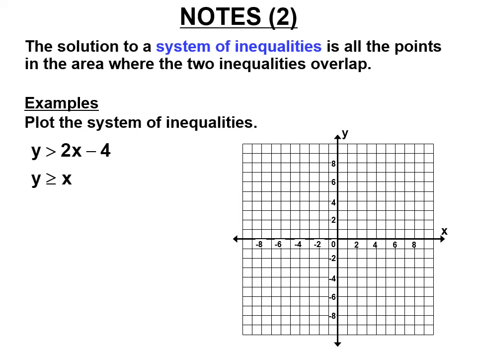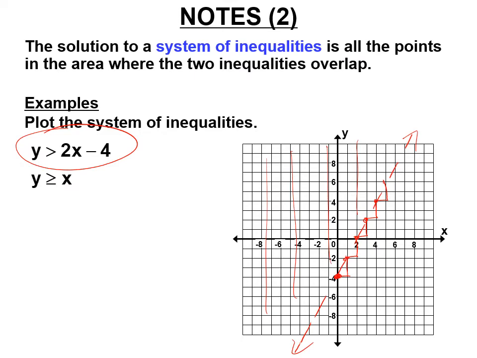Okay, so we're going to plot the two. I'm going to do the first one. y is greater than 2x minus 4. So (0, -4) is our y-intercept. Our slope is positive 2, which is over 1, up 2. Run of 1, rise of 2. It's greater than 2x minus 4, so it's going to be a dashed line. And it's greater than that, so we're going to be shading, and I'm going to just do it lightly, above there. Do the other one in a different color.